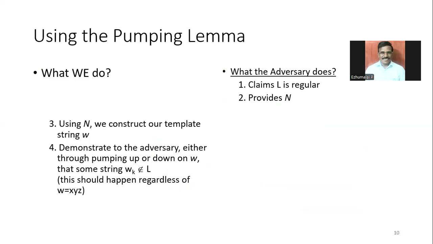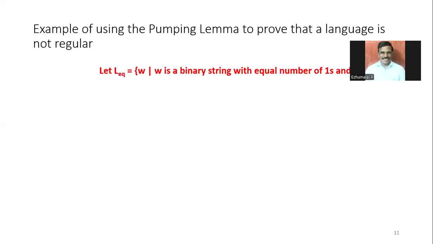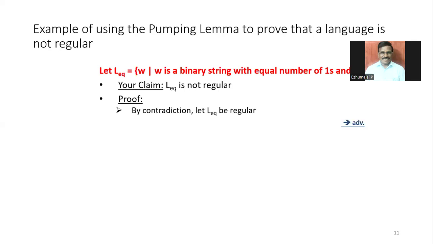Using the pumping lemma, what do we do? The adversary claims L is regular and provides n. Using n as the number of states, we construct our template string w. We demonstrate to the adversary, by pumping up or down on w, that the string is not in L, such that the language is not regular. The example for the pumping lemma: w is a binary string made of zeros and ones. Let us show that L is not regular. We prove it by contradiction, assuming L is regular and the pumping lemma constant n exists.